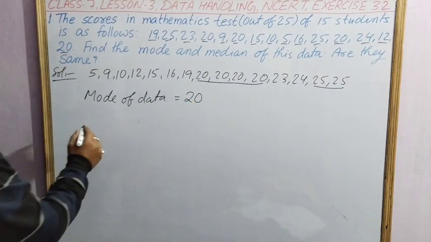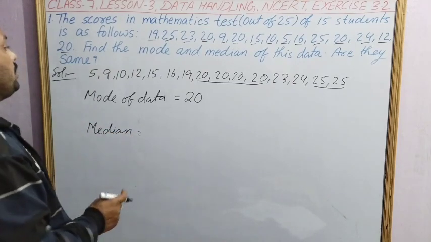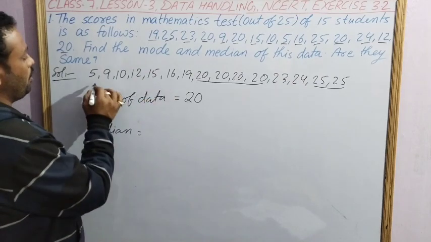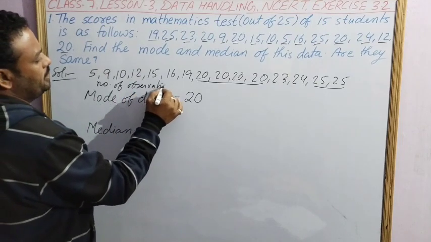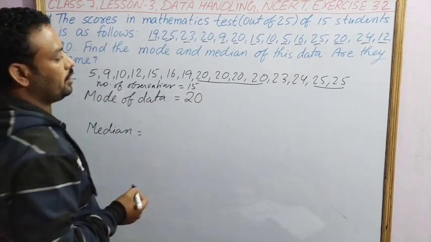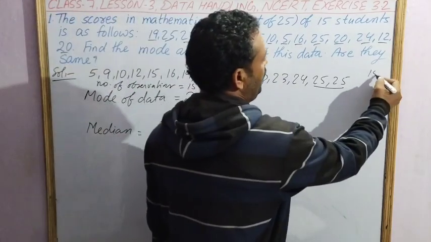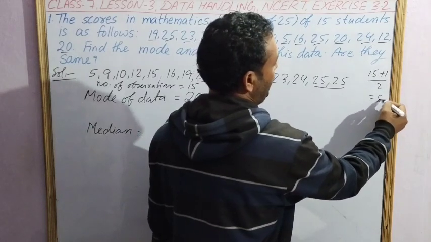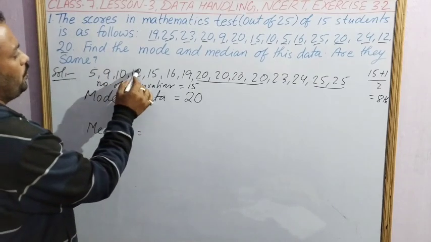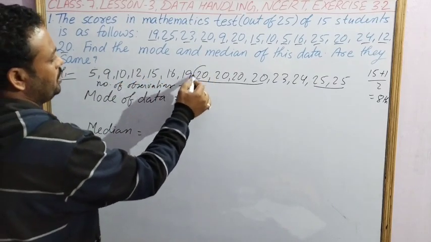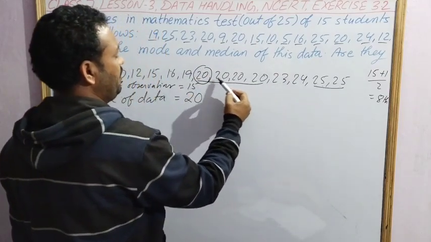Now we have to find the median. Median means the middle one. The number of observations is equal to 15. Which one will be the middle one? 15 plus 1 divided by 2, that is the 8th one will be the middle. You can count from here: 1, 2, 3, 4, 5, 6, 7, 8th. This one is the median. From this side also you count 1, 2, 3, 4, 5, 6, 7, 8.